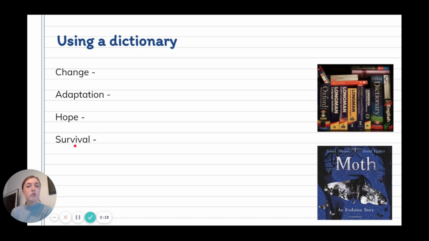If there's a word that we are not sure what it means, one thing we can do is look it up in a dictionary. A dictionary is a book full of all the words in the English language and their definitions. The definition means what the word means. So I'm now going to show you how I can find the words change and adaptation in my dictionary.